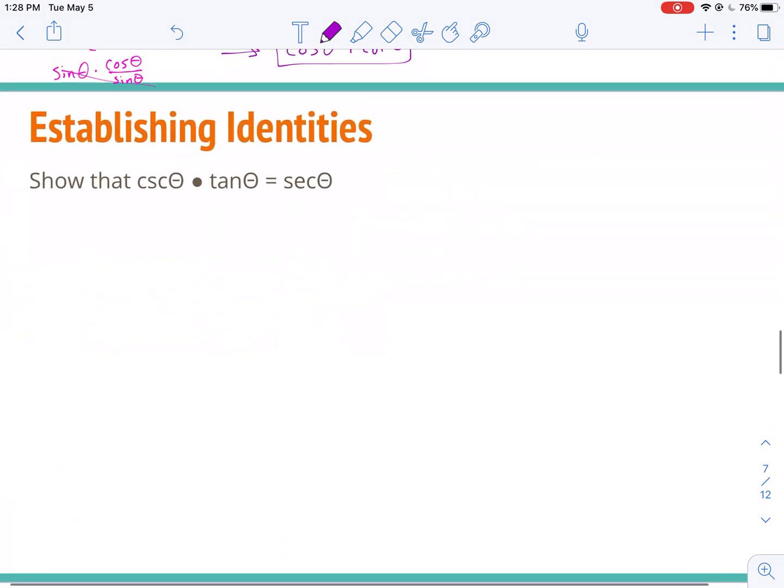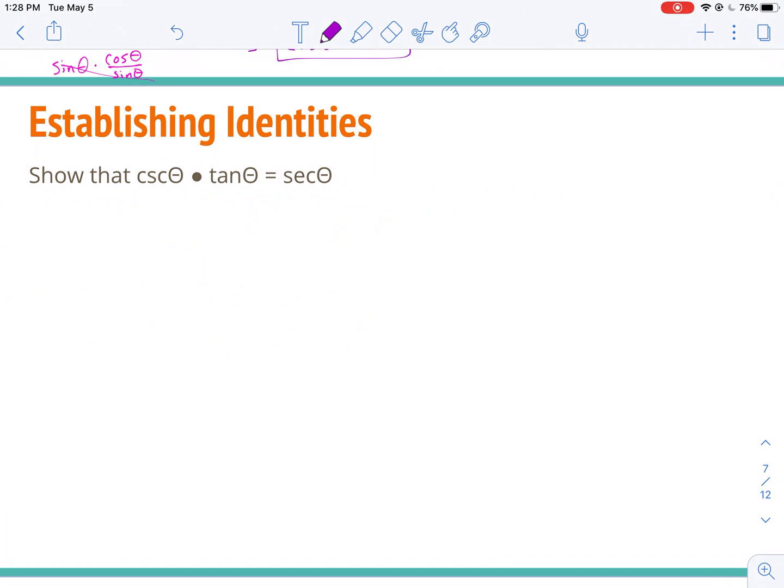So establishing identities. This is where, after you have a few practice problems from the book telling you what to do, you just kind of start applying the knowledge. So it's saying, show that the cosecant of theta times the tangent of theta is equal to the secant of theta.